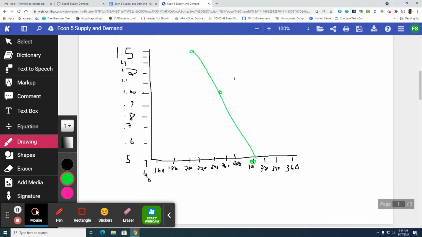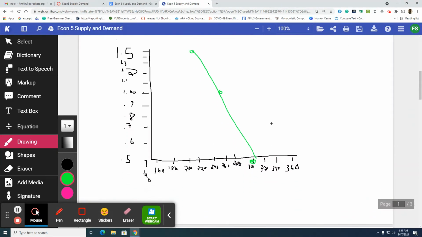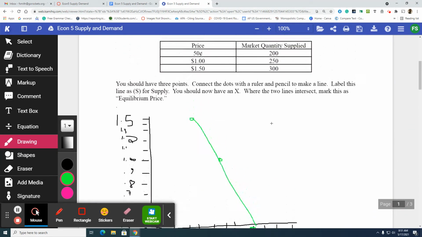And this follows the law of demand, because if the price is really high at $1.50, not as many people are going to buy it. They're only going to buy 200 units. If the price is really low, 50 cents, then 300 units are going to be bought. So as price is high, demand is low. As price is low, demand is high.